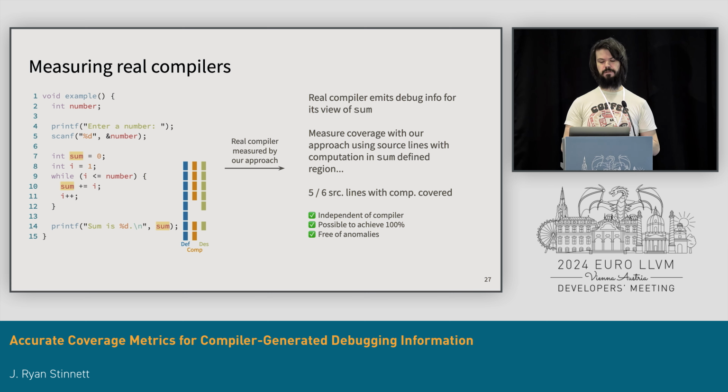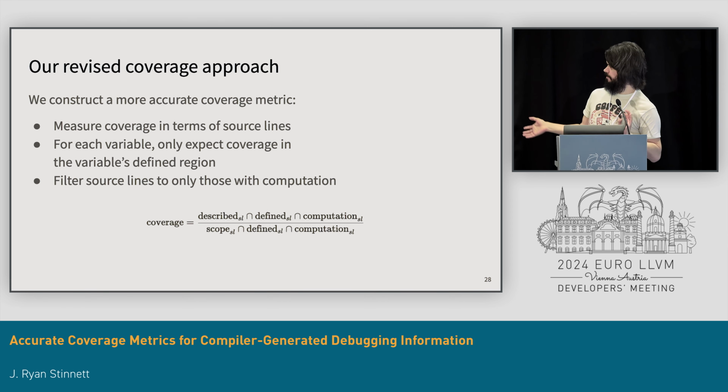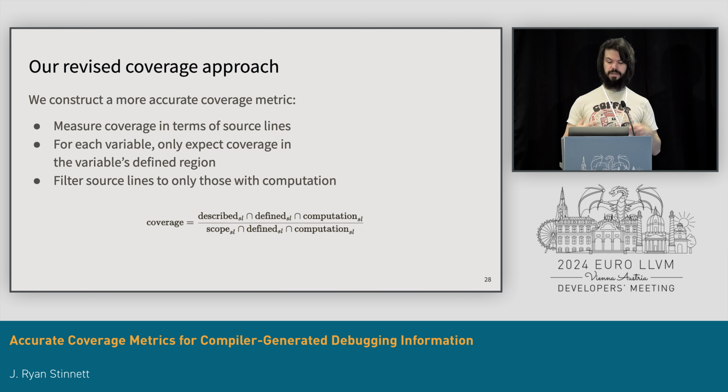And that really achieves all of the goals I was mentioning earlier of having an approach that is independent of the compiler. It's possible to achieve 100% for all variables and free of these kinds of anomalies of stack versus register usage and those sorts of things. Right, so this is just to restate the revised version that we ended up with in the end: we're looking at coverage in terms of source lines to eliminate issues involving instruction bytes. For each variable, we look at the coverage only in the region of the program where the variable is actually defined forward, and then filter the source lines to those with some kind of computation happening.